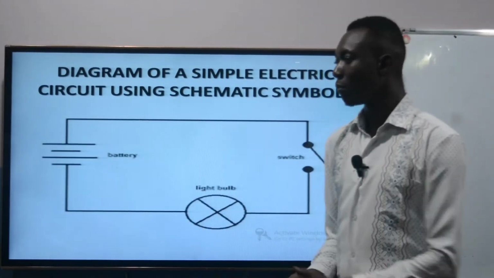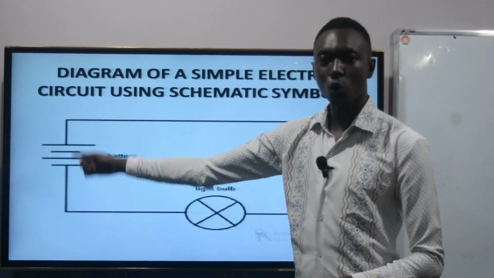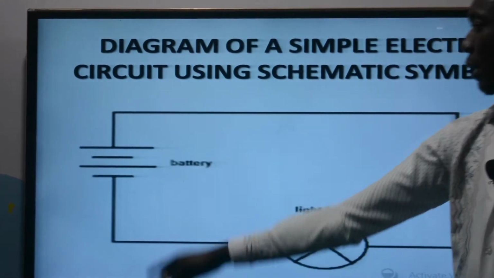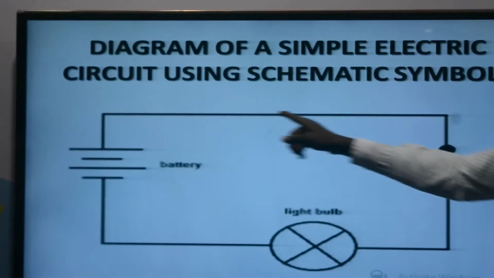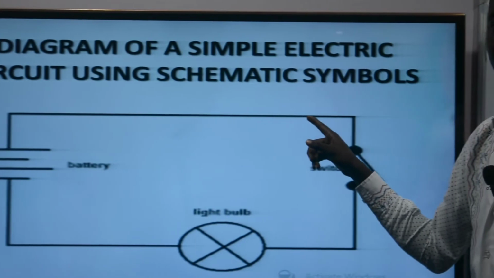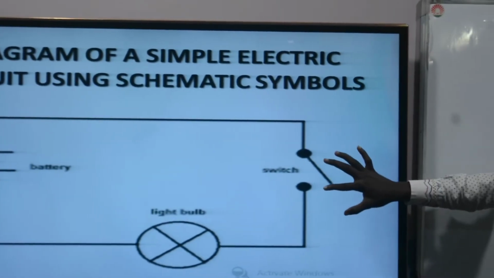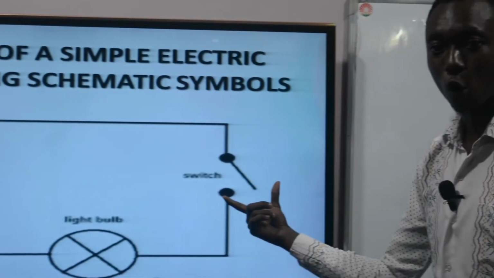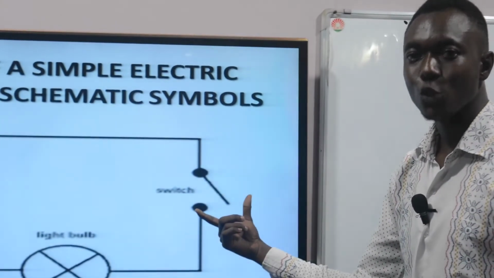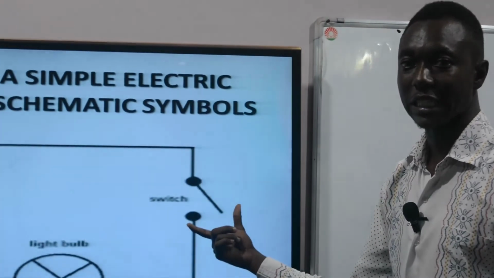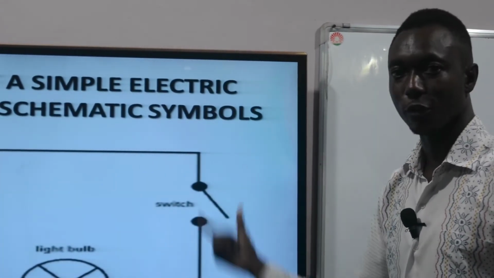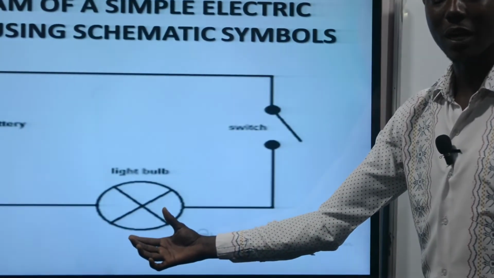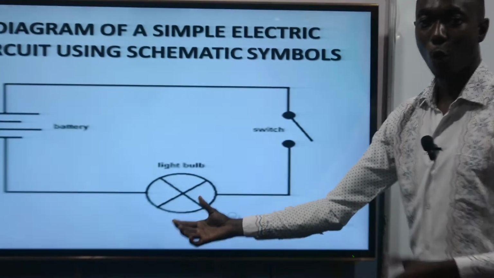Now, in this diagram, we have two batteries. Alright? Being connected by wires. Here we have our switch. Is this switch opened or closed? You are right, it is opened. It means current cannot flow in this particular circuit. And lastly, we have a light bulb or lamp.